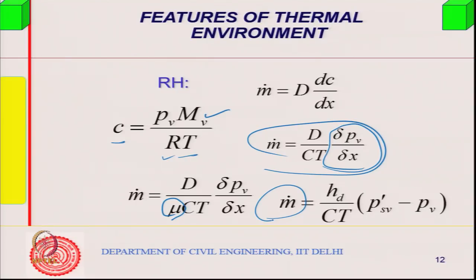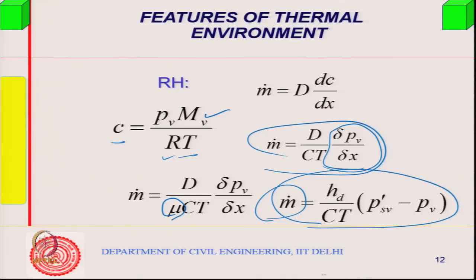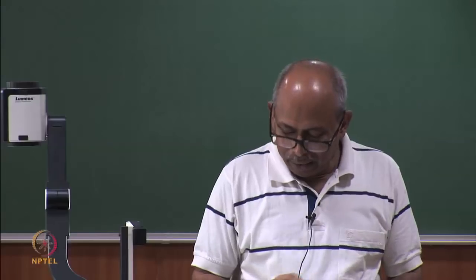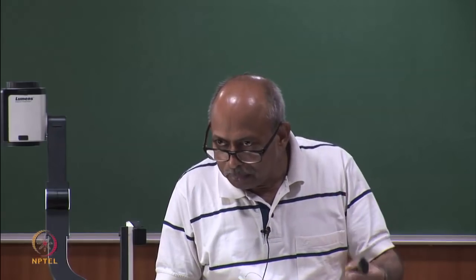That is how I can write this m dot, and it is convective. So, convective heat or movement, as we shall see, the rate can be proportional to this. So, I think we will stop here.